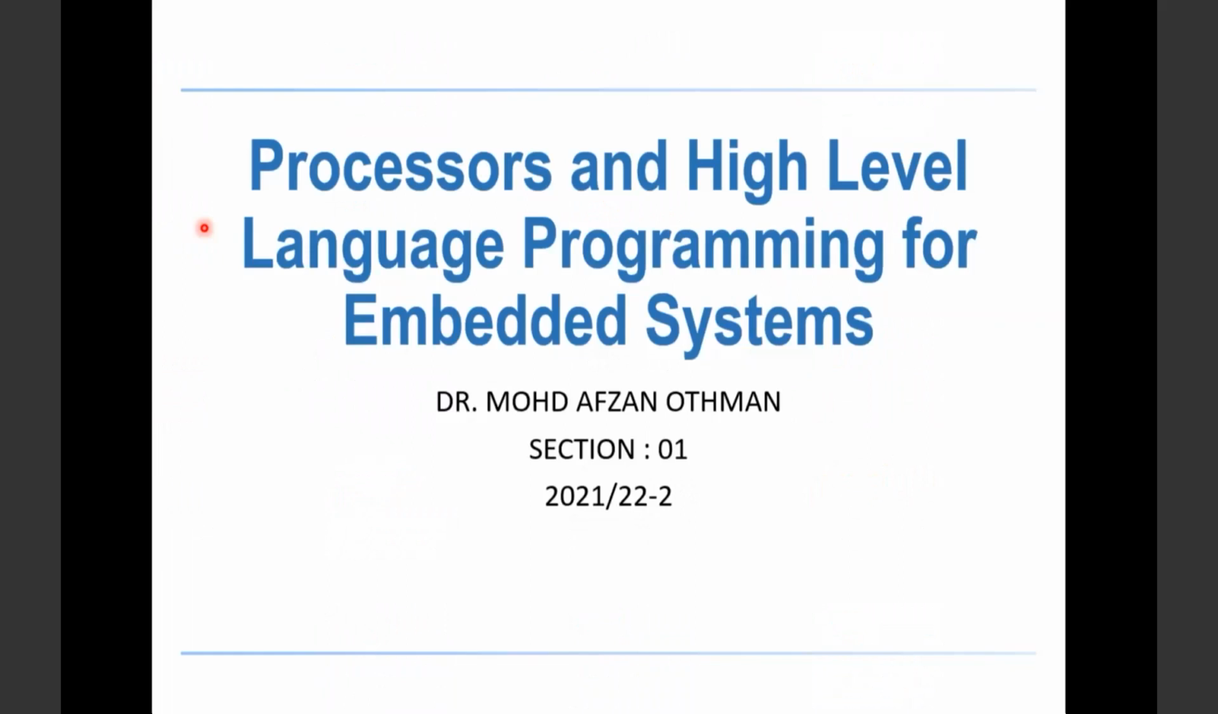Now we are going to look at chapter 2. In chapter 2, you will learn about the processors. We have a lot of embedded processors. And then after that, we are going to look at high level language programming, which is the language that we are going to use in the embedded system. Usually we are going to use C programs, and the platform for embedded system that we're going to use in this course is Linux.